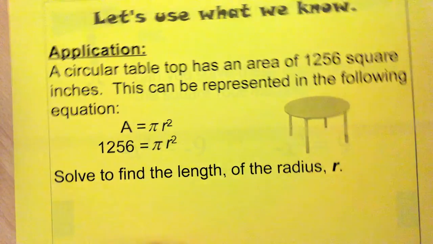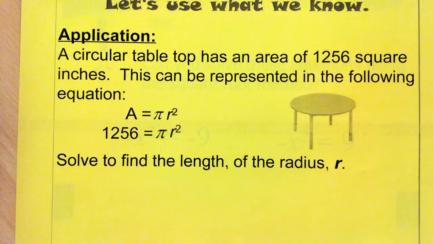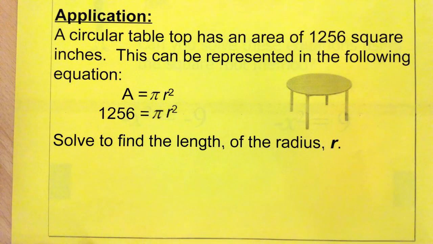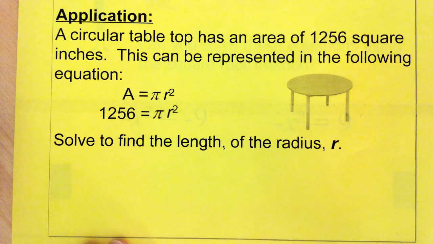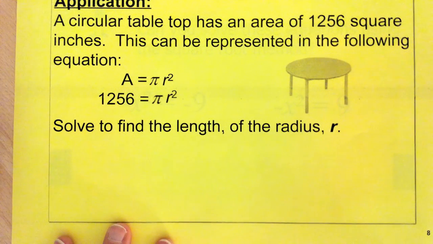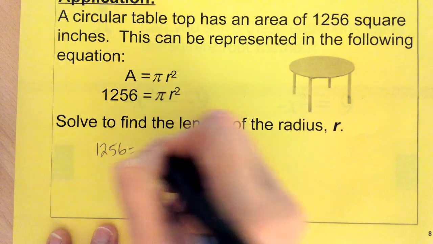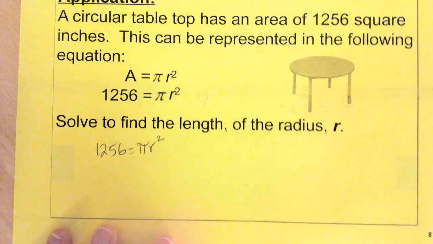All right, here's a word problem example that you might see for this. It says a circular tabletop has an area of 1,256 square inches. This can be represented by the equation A = pi r squared. So if I know the area is 1256, then 1256 = pi r squared. They want me to solve for the length of the radius.